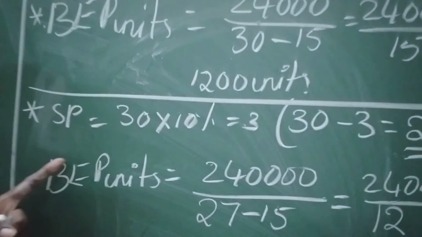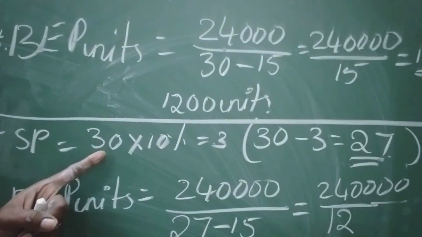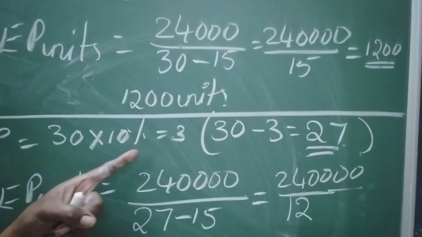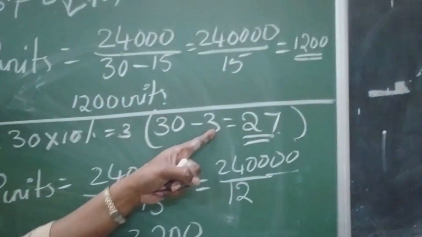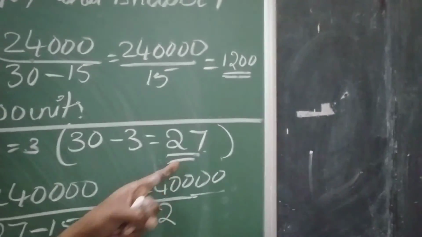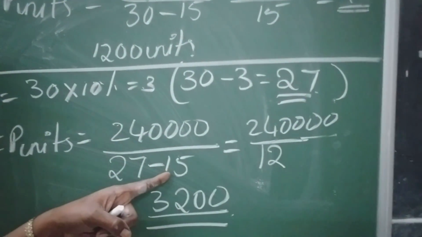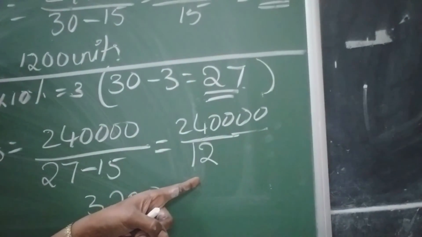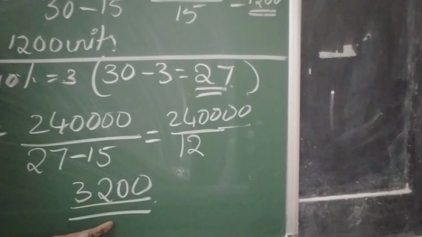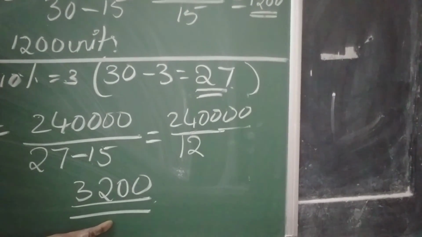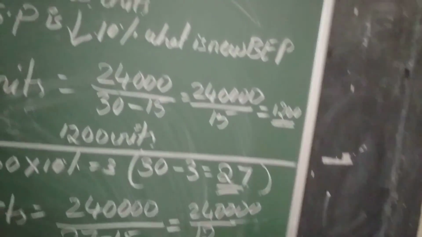Next, the BEP. Selling price is 30 rupees. Into 10%, how much do you get? 3 rupees. 30 minus 3 is 27. So the new selling price is 27. 27 minus 15, I did. How much did I get? 12. 2,40,000 divided by 12,000. What is the answer? 3,200 units. Clear? So the problem is clear, I think.